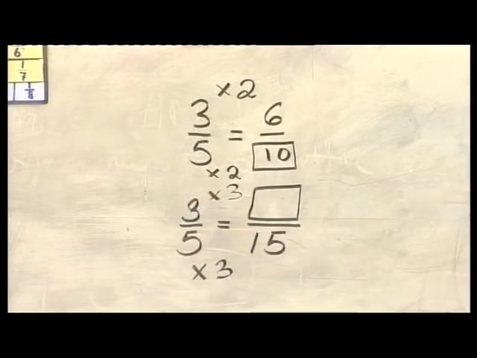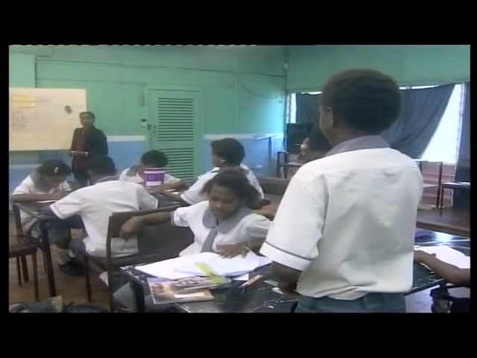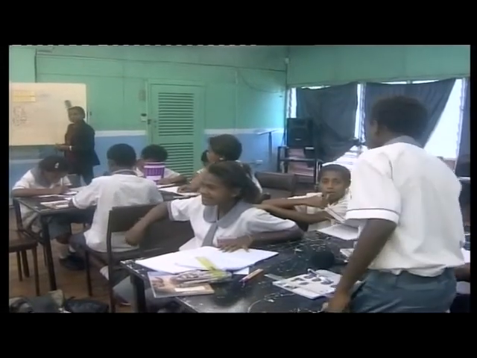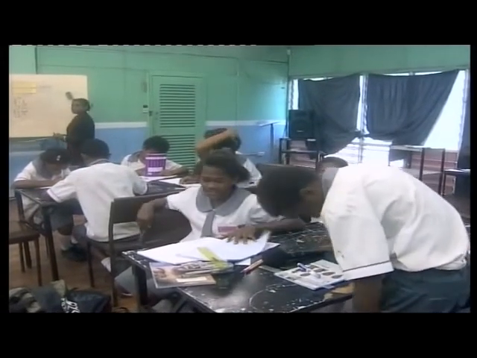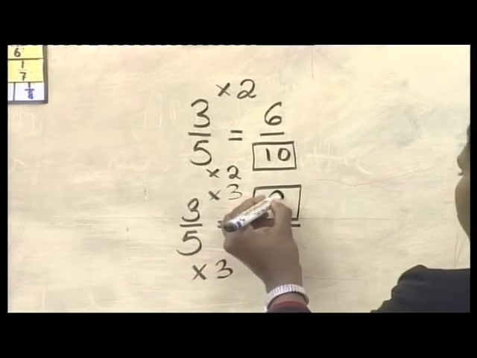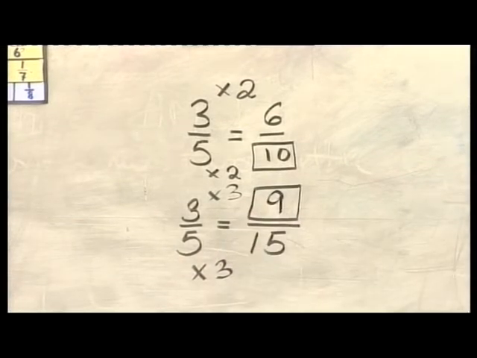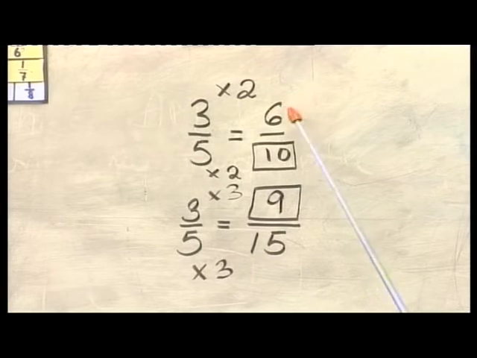So 3 times 3 is equal to what? Manuel? Quickly. Manuel says 3 times 3 is equal to 9. Is it correct? Yes, very good. Now we have already found two equivalent fractions to 3/5. 3/5 is equal to 6 over 10. 3/5 is equal to 9 over 15.